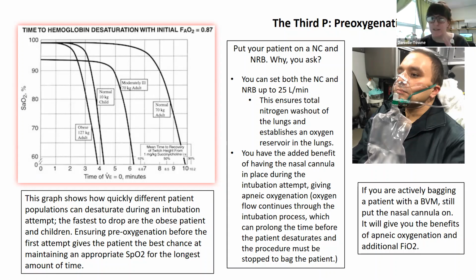And so when we preoxygenate, we do the apneic oxygenation during the intubation by leaving the nasal cannula in place. You give the patient the best chance at maintaining an appropriate SpO2 for the longest amount of time. All right. If for some reason you're actively bagging the patient with a BVM, still put that nasal cannula on because it'll still allow for that passive oxygenation once the BVM comes away and the intubation attempt begins.